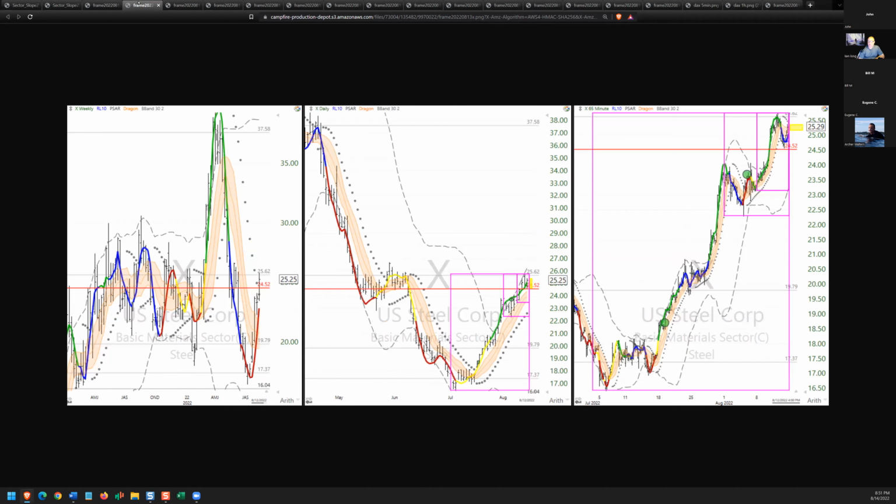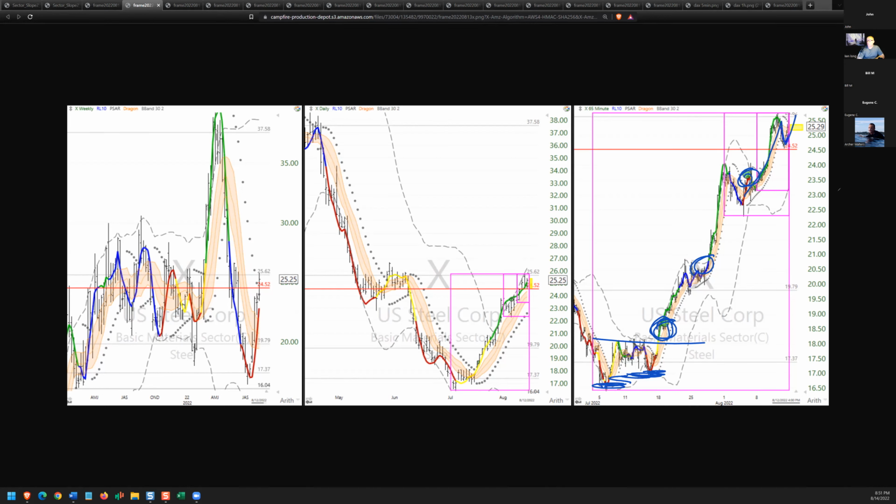The metals are on the move. US Steel, same position, same trade. Gets a nice, this is a Kata 2 entry, a low, a higher low. He buys it above the resistance. There was a second entry available there. He does get the second entry here.